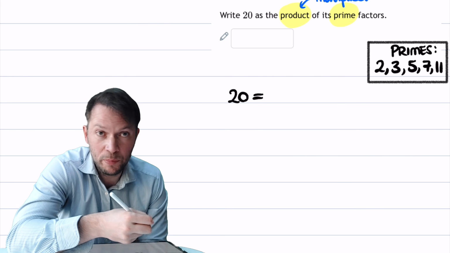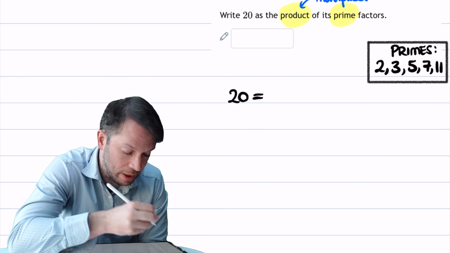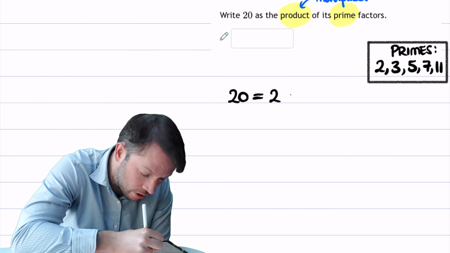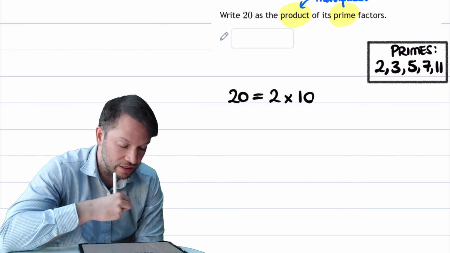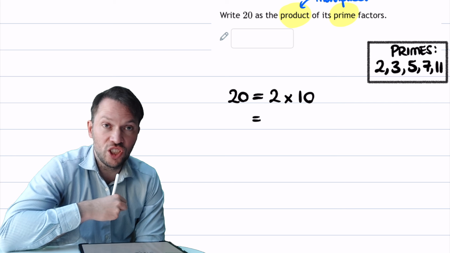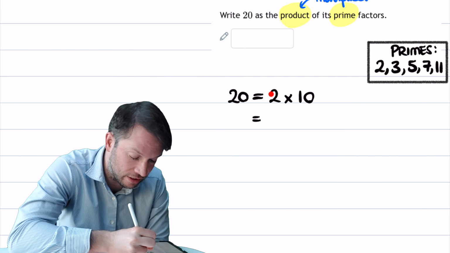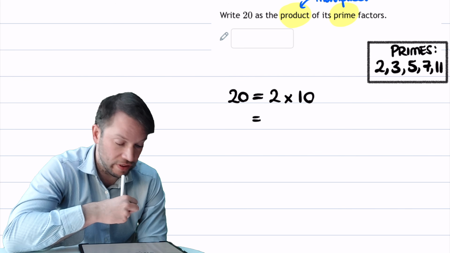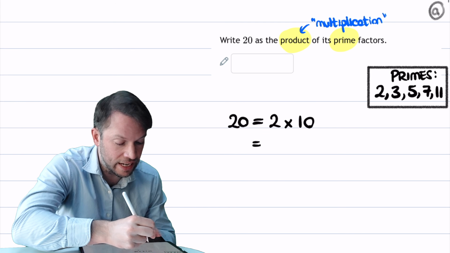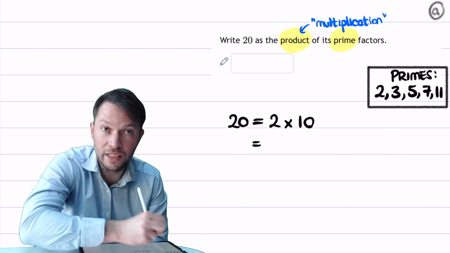Now, if it's an even number, I always think it's going to be 2 multiplied by something. So it's going to be 2 times 10. 2 times 10 is 20. And then what we do is we check each of these factors we have here and see whether it's prime, because we want to write 20 as a product of prime factors only.